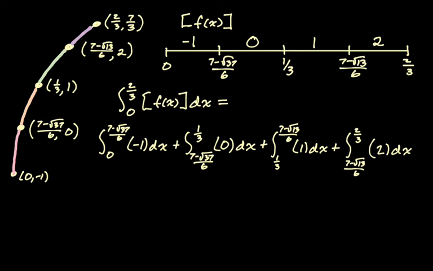All right, so here, fundamental theorem. The fundamental theorem on this at least is pretty easy. It's all integrating integers, so you just get -1 times the difference between the bounds, and then you get 0 times the difference between the bounds, which is just 0.